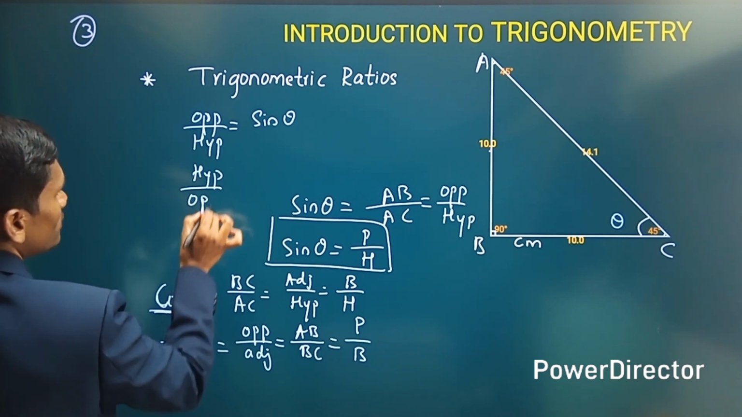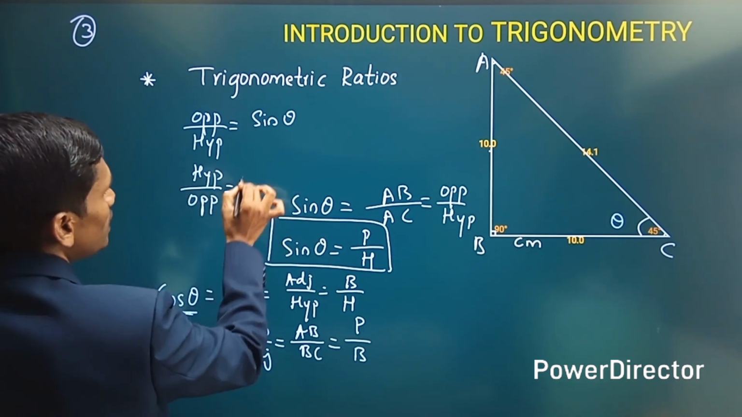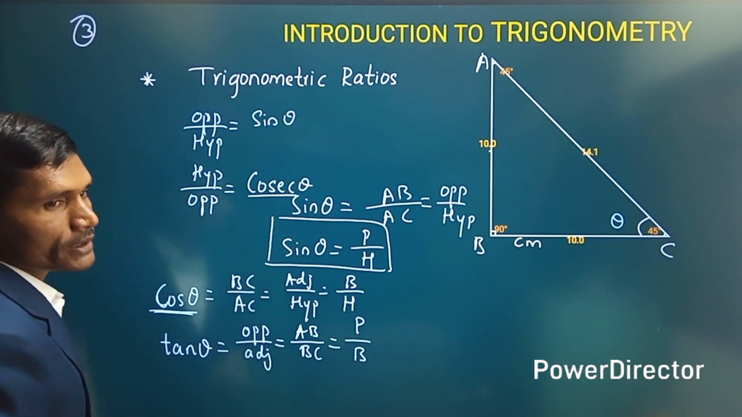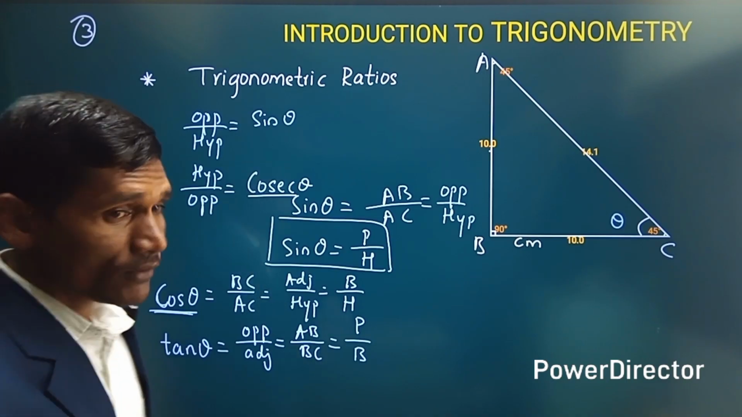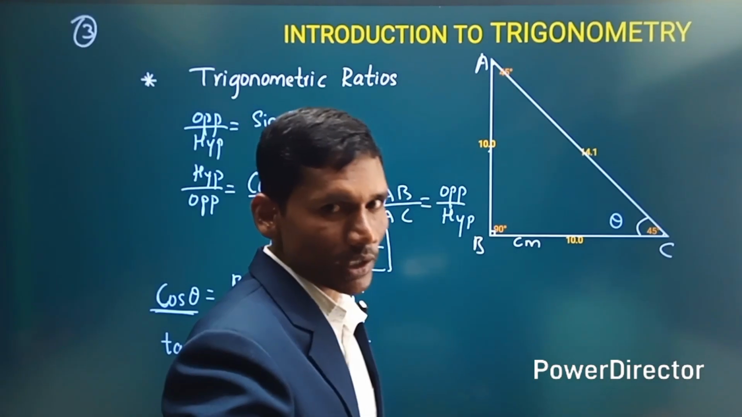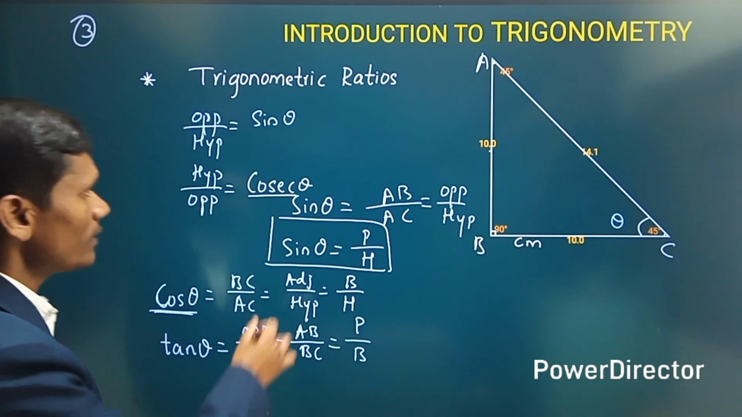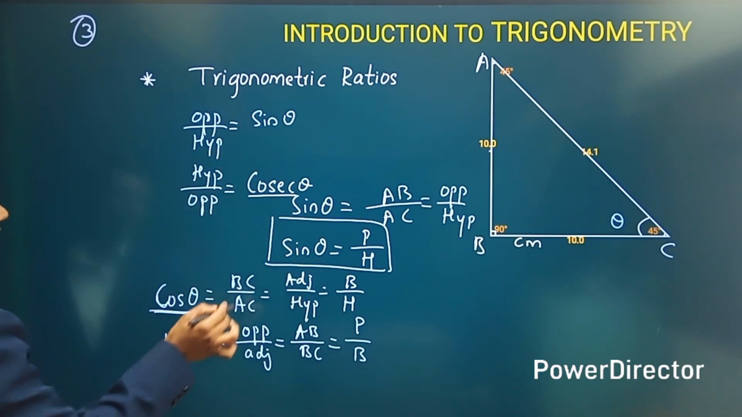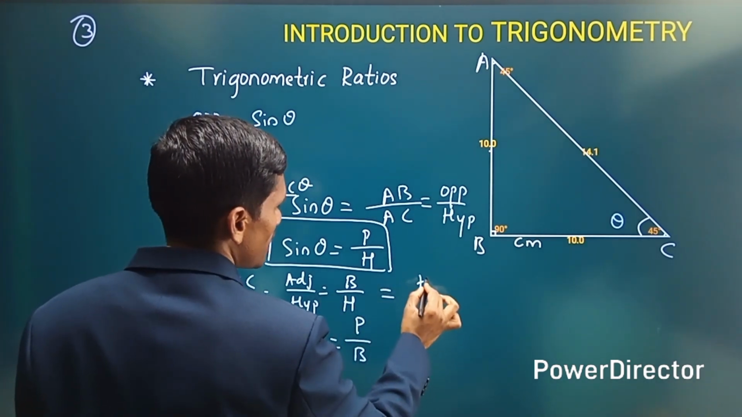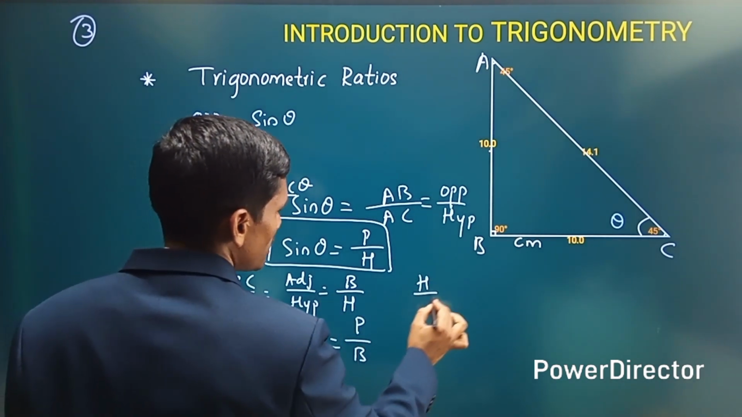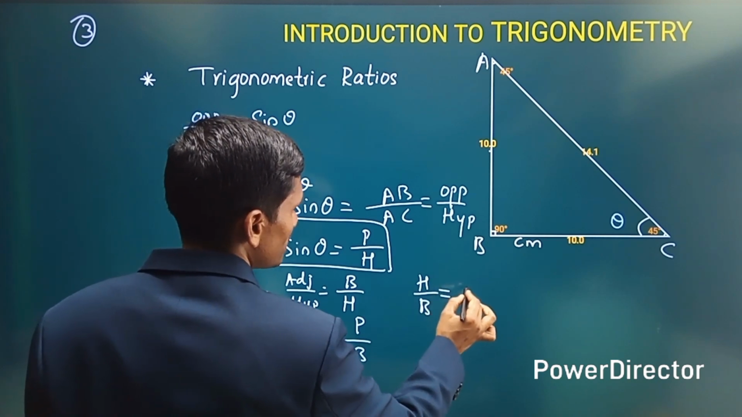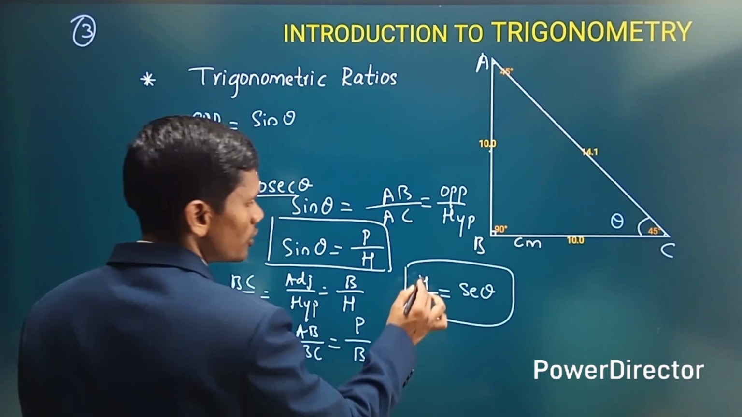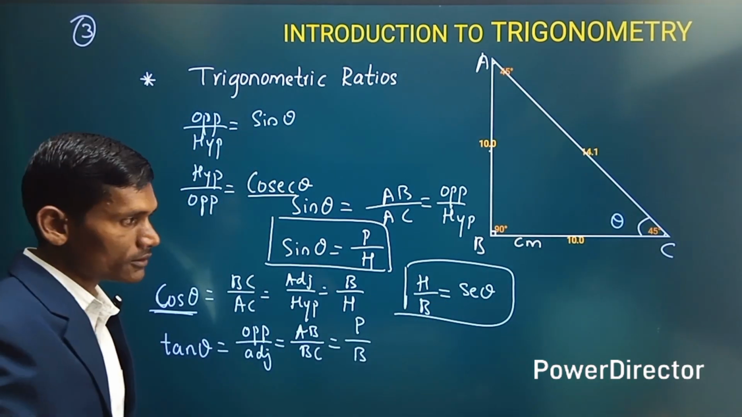If you reverse it and take hypotenuse divided by opposite, that ratio is cosec theta. Just the ratio inverted, and the name changes. So sin theta and cosec theta. In the same way, for cos theta, if you reverse it and take hypotenuse by base, this will be sec theta, because base by hypotenuse is cos, right?